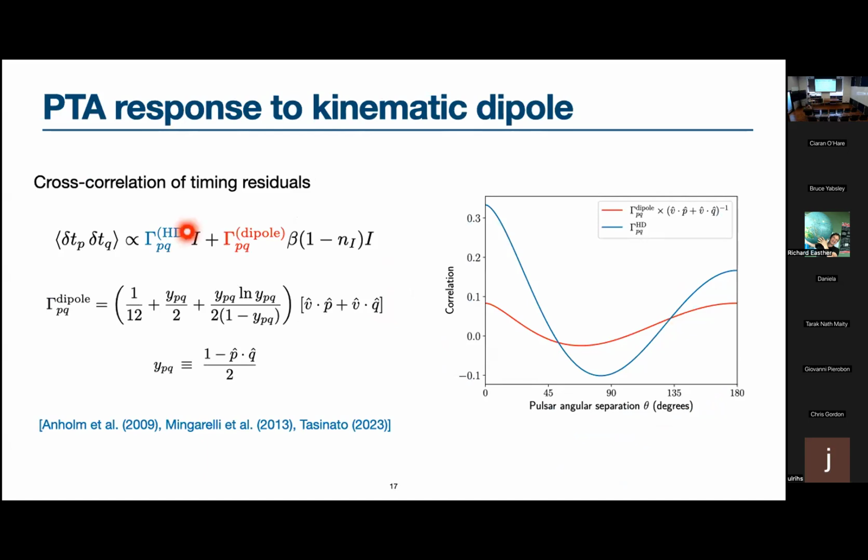So on top of the isotropic part, denoted by the Hellings-Downs curve, you also have a dipole correlation function, which depends not only on the angle between the two pulsars, but also on the angle between the pulsars and the dipole velocity. I showed a part of it here in red. The dipole response is actually a bit weaker than the monopole, but it can be derived. And using this, we can try to search for it in the current data, as well as try to forecast how future experiments will be able to see or not see such a dipole.